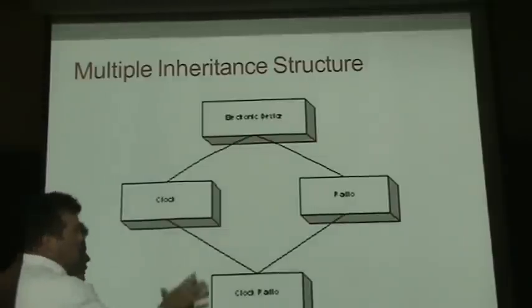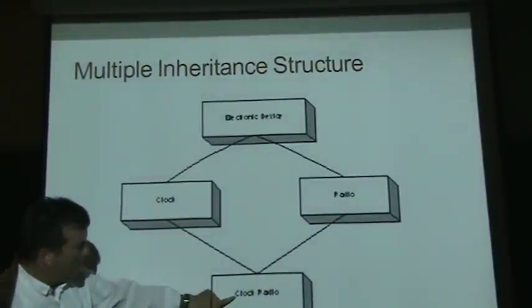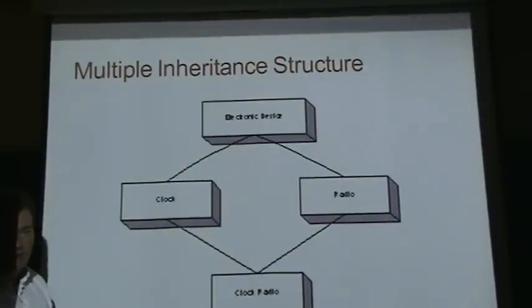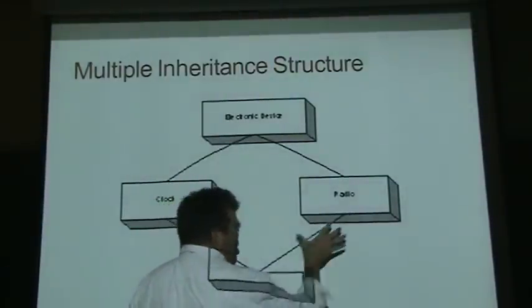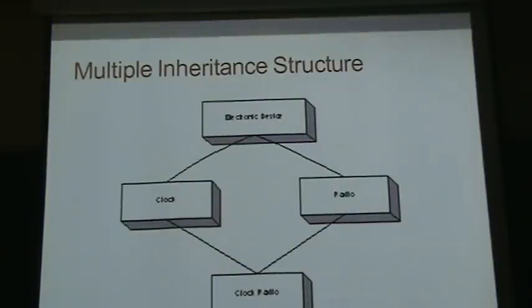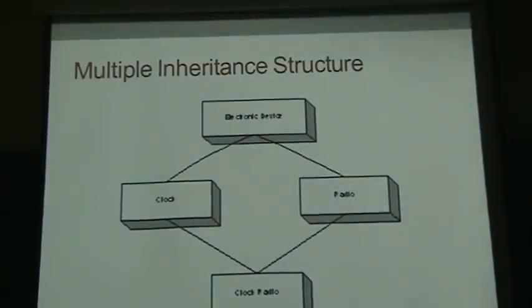So it's very rare that you would multiply inherit, because a clock radio is a specific type of clock. It's one that has a radio. And a clock radio is a specific type of radio. It's one that has a clock. So it's kind of rare that you have this hybrid thing, but there are examples in the real world, and this would be one of them.